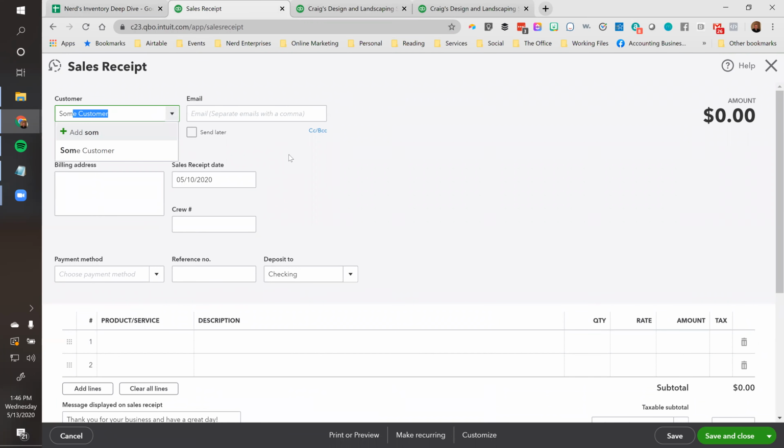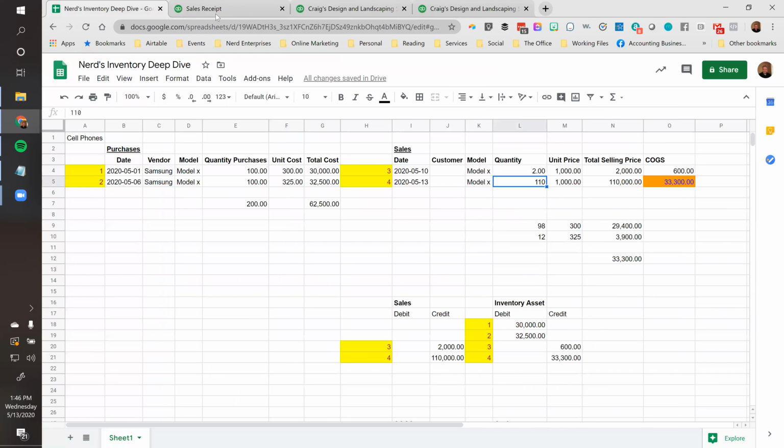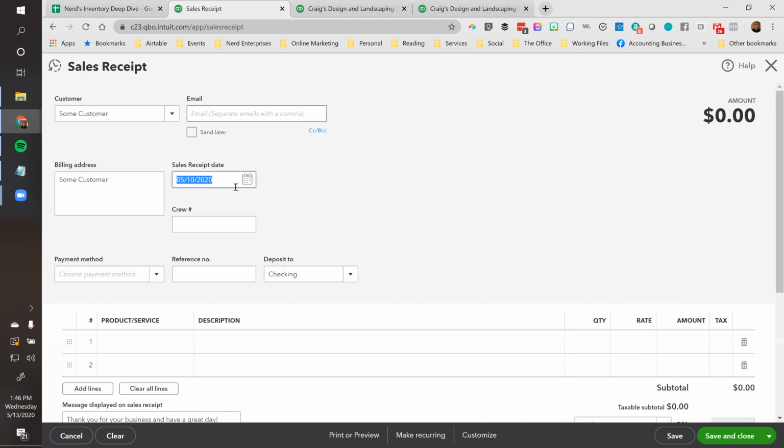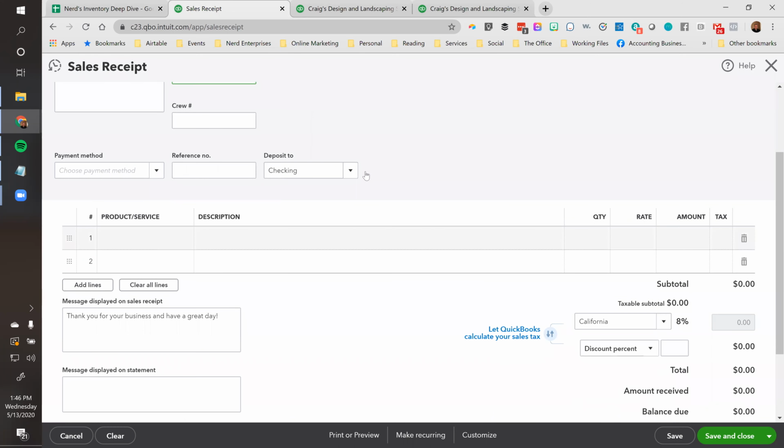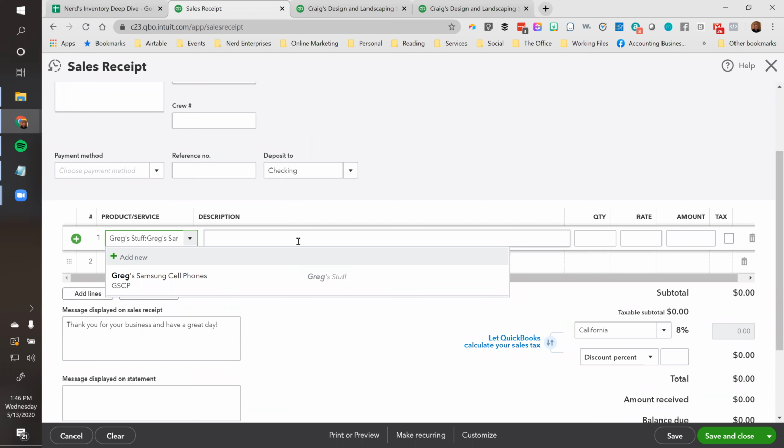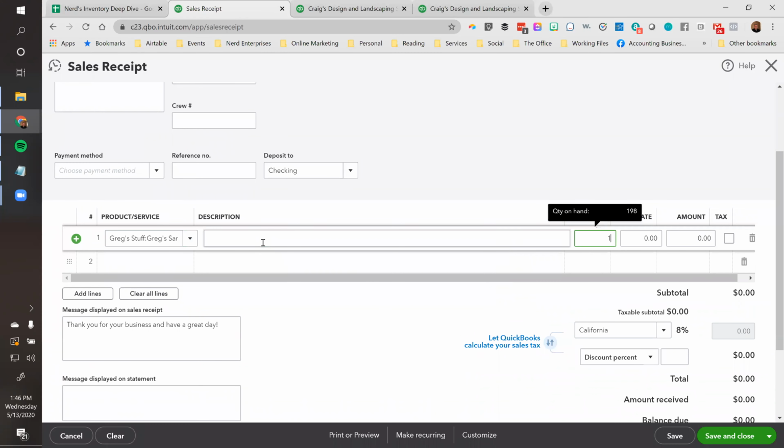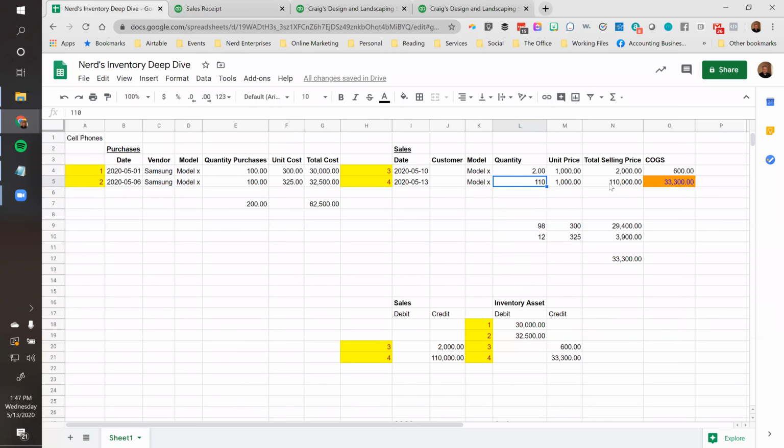All right, so we have some customer comes back. He says, I love these phones so much, I need 110 more of them on May 13th. He's got a lot of kids. All right, and this time, and this is my point, by having the 0 there, it forces me to stop and put something in, right? So we're selling these still at $1,000 a piece for 110,000, right?